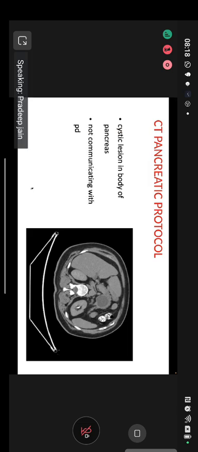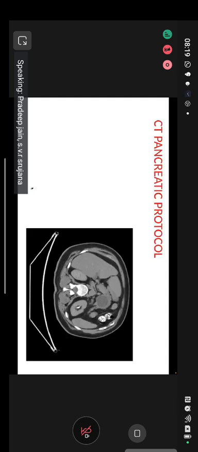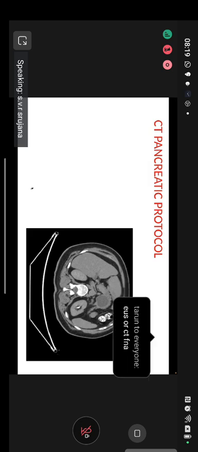So there was a cystic mass in the pancreas. There's no communication with the pancreatic duct, right? So what will you do after this? We plan for surgery, sir. Distal pancreatic tumor. Why do you want to do surgery? Mucinous cystic neoplasm suspicion.